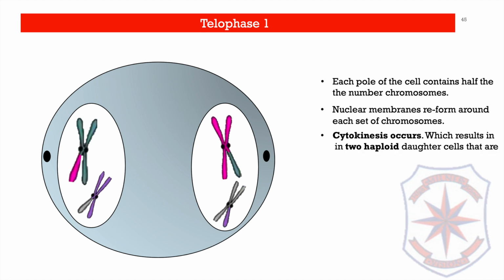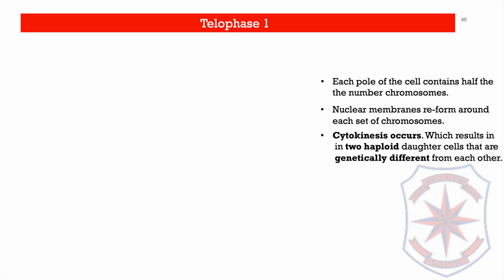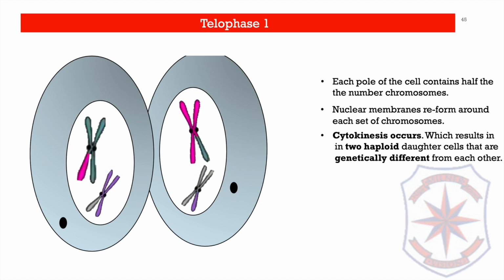So cytokinesis occurs, which results in two haploid daughter cells that are genetically different from each other. Okay, so let's see what happens. So cytokinesis has occurred. There we go, the cytoplasm has divided. The word cytokinesis, like I said, means division of the cytoplasm, which will result in what? We have two daughter cells: daughter cell 1, and the other, daughter cell 2.